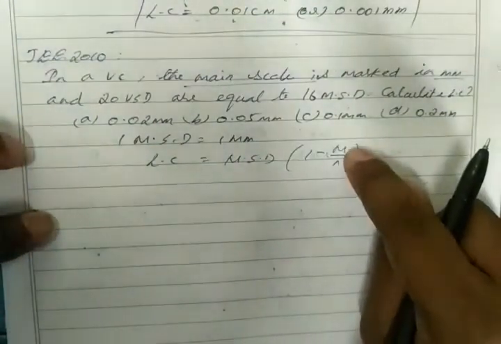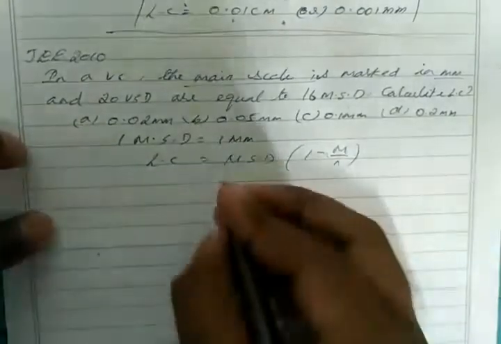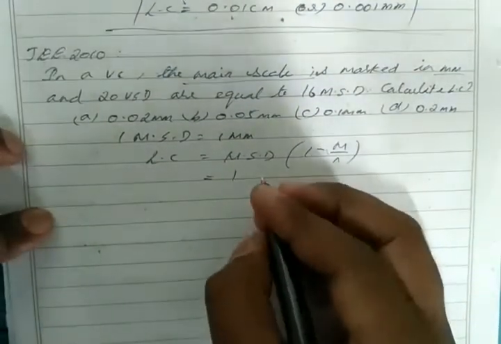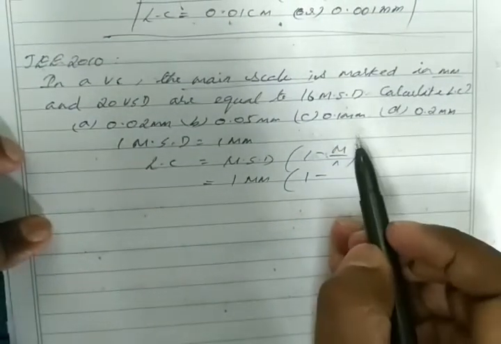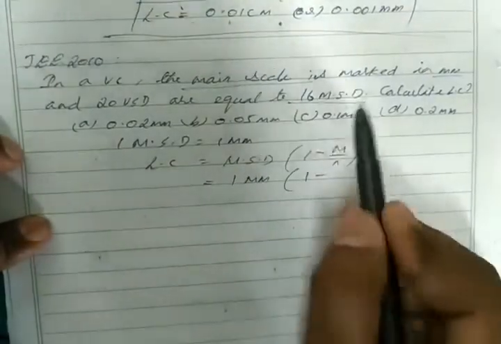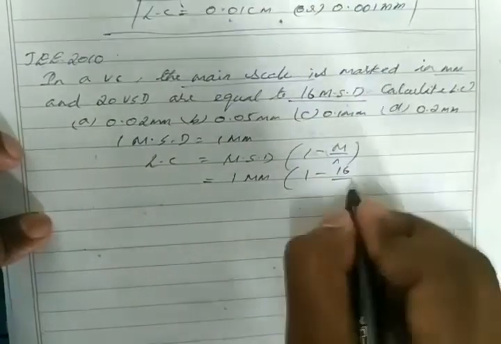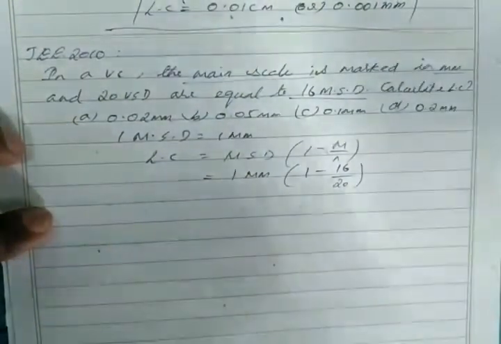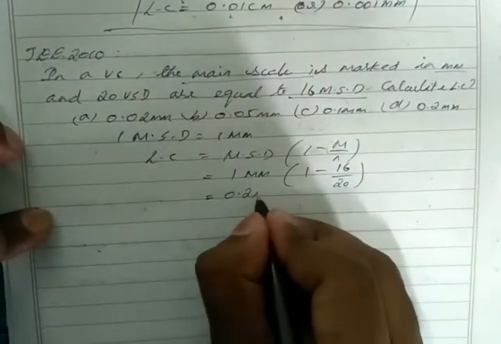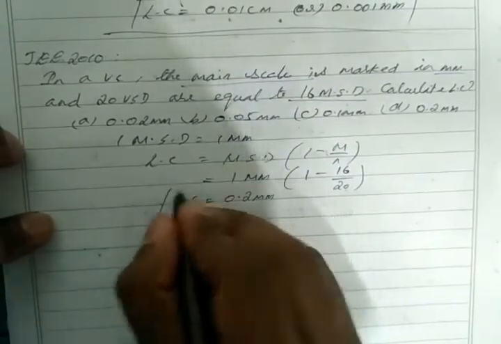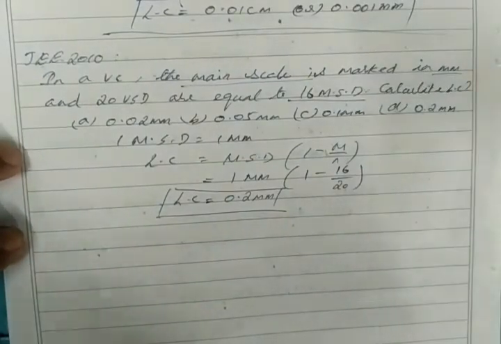Here, main scale division, which is equal to corresponding vernier scale divisions. So 1 MSD will be 1 mm. Okay, here I put 1 mm, then 1 minus, so here it is given 16 MSD equal to 20 VSD. So our m value will be 16 and n value will be 20. If you solve this, the answer will be 0.2 mm. So the least count of this vernier caliper will be 0.2 mm. This is all about vernier caliper.